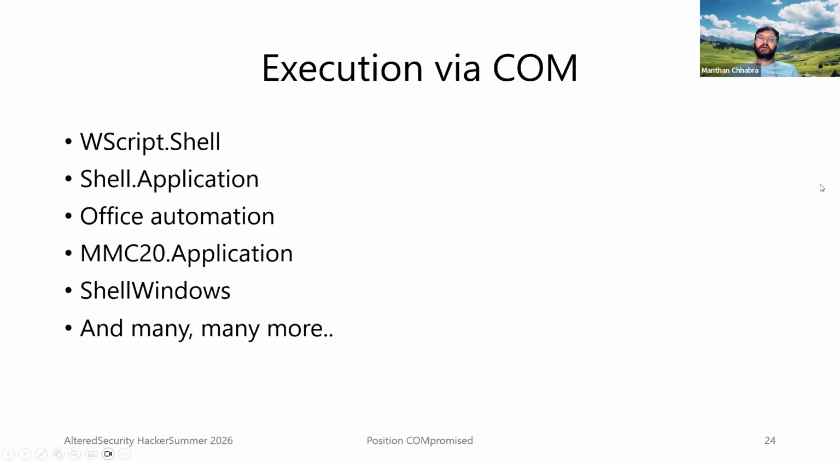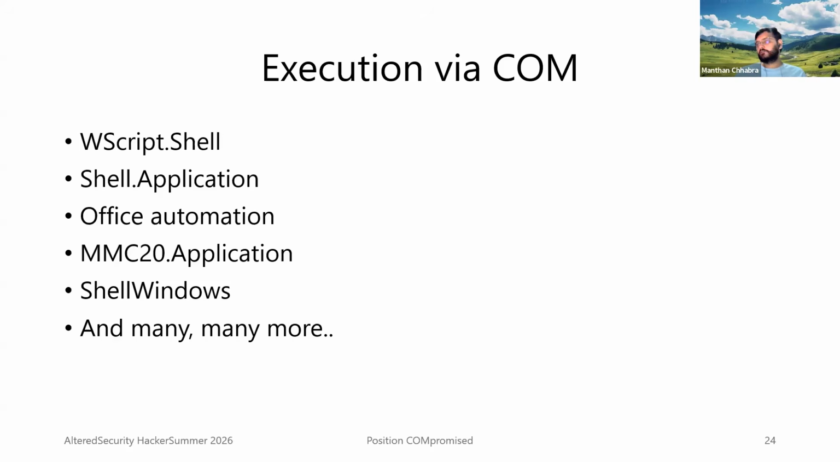Now, coming to execution through COM, that's what we want to do. We want to execute commands through the Component Object Model. There are hundreds of COM objects that will actually allow you to execute commands. These are just some of the more popular ones. You can use WScript.Shell, for example. This WScript.Shell has a Run function which will allow you to run your commands. Then you have Shell.Application, which exposes a function called ShellExecute that will allow you to run the commands.